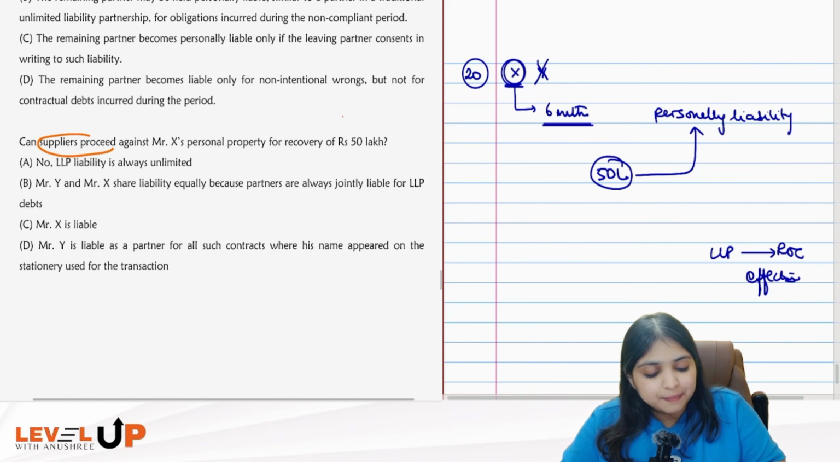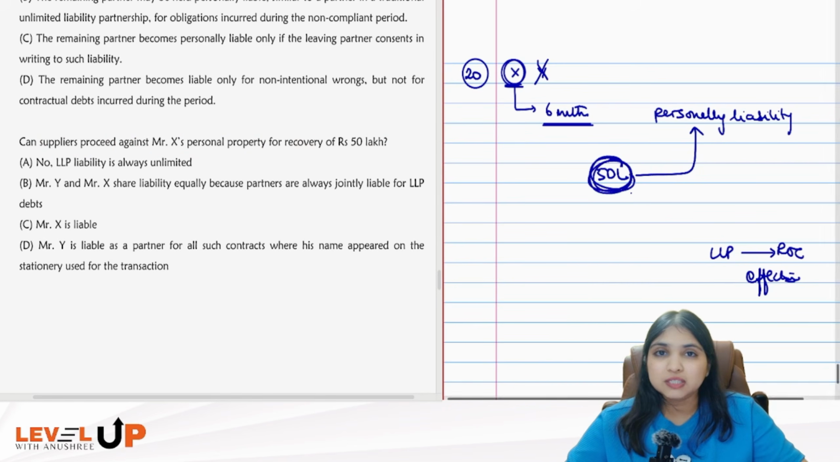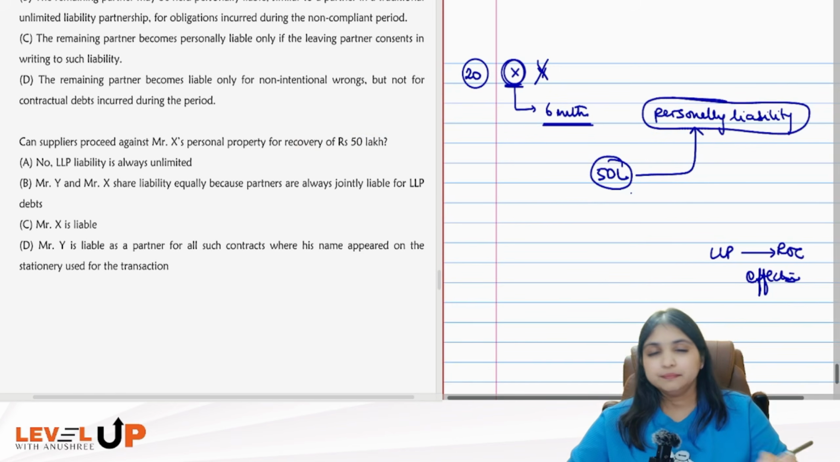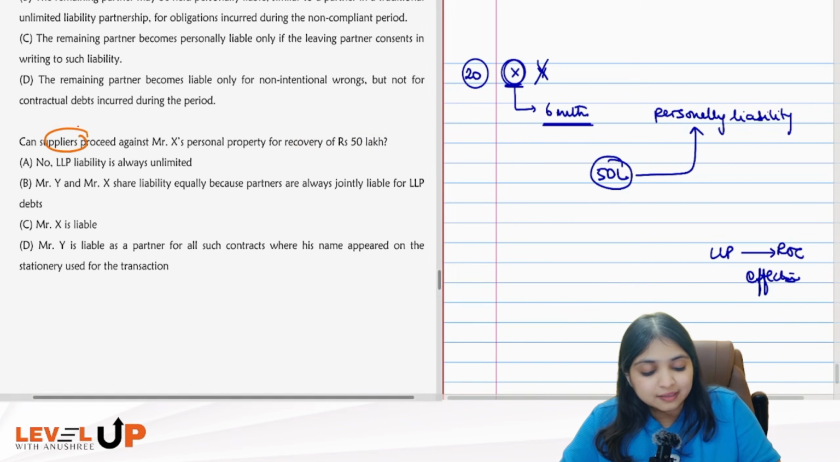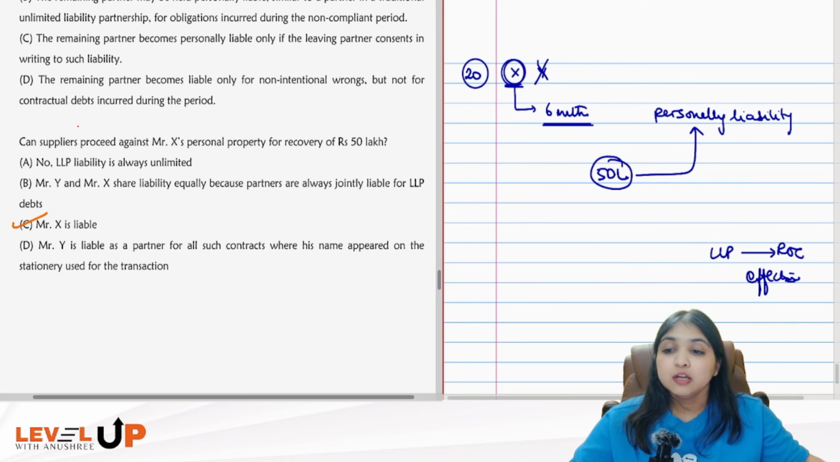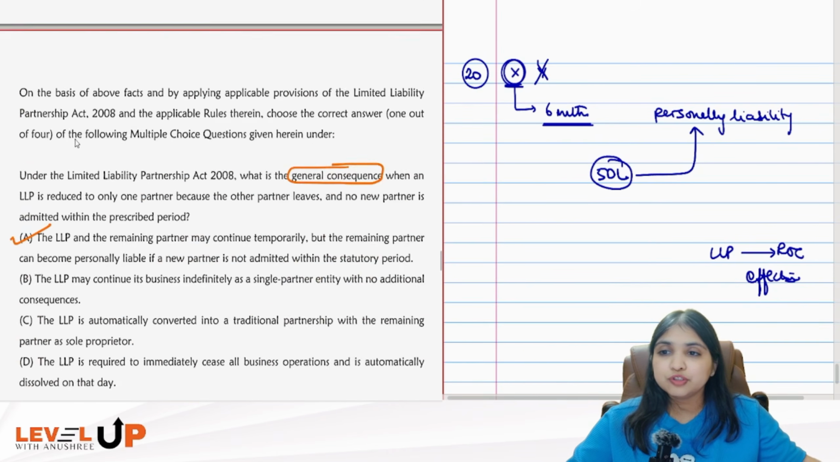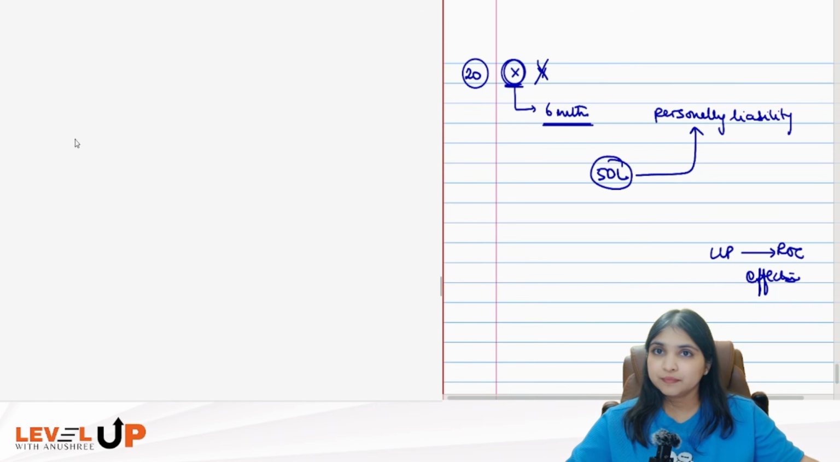Then, can suppliers proceed against Mr. X's personal property for recovery of 50 lakhs? This we already discussed. For this 50 lakh, Mr. X will become personally liable. So, can the suppliers proceed against Mr. X's personal property? Yes, he is personally liable. Mr. X is liable, so we can proceed against his personal property. Alright, so this was your question number 20, a case-based MCQ on LLP Act.